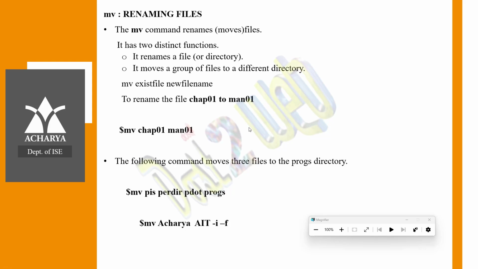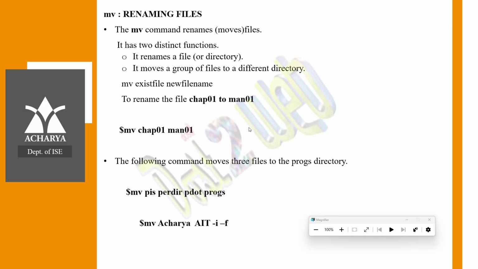Now we have something called MV. MV stands for move, or you can say rename. When you want to rename any directory or any file, you use the command called MV. It has two different functions. One, it will rename a file or directory. Second, it moves a group of files to a different directory. So if you have a directory, you can change that easily.